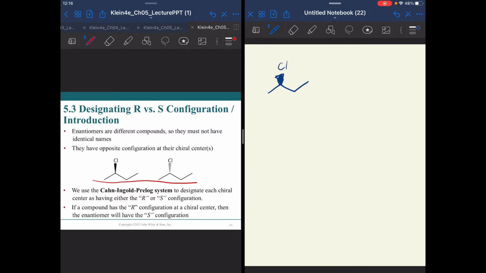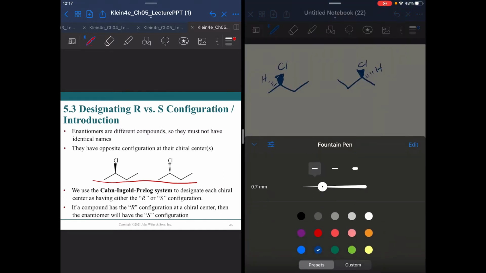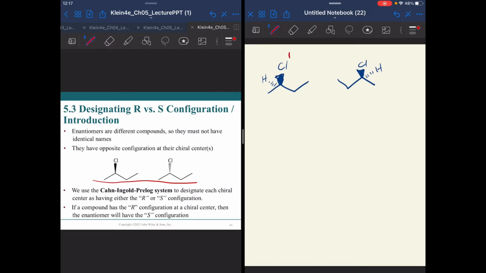Let's look at 2-chlorobutane. Now you can draw the enantiomer by just flipping the wedge and the dash. You can draw the enantiomer by just reflecting it through a mirror. Either way is fine, and you'll get the same answer. But let's address the rules here. So let's assign priority. Well, chlorine, we'll put the little hydrogen back here. Chlorine is going to be number 1, and hydrogen is always number 4 if you have a hydrogen. And that's true on both.